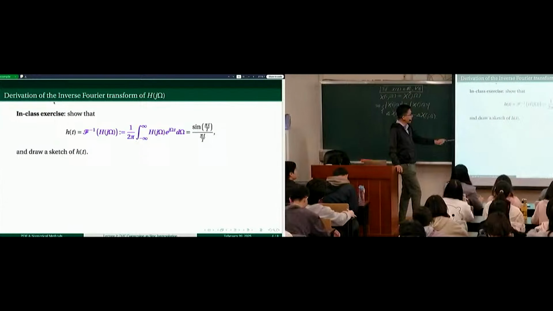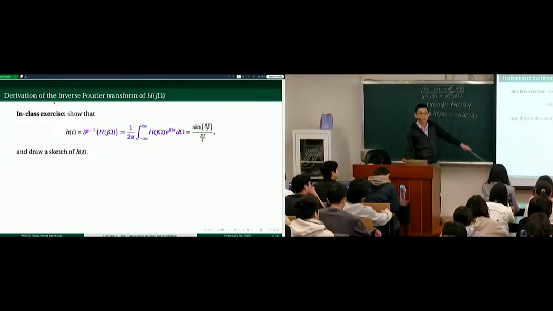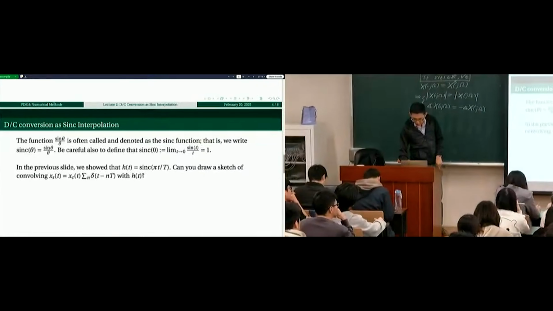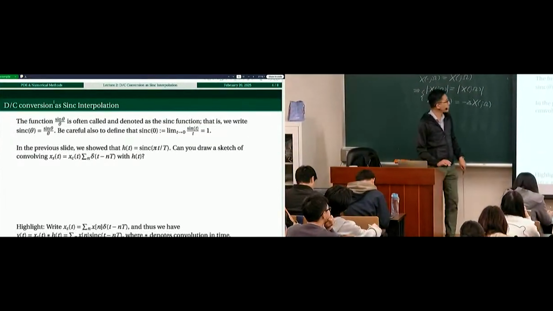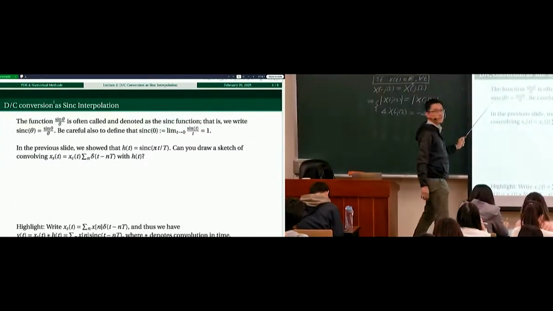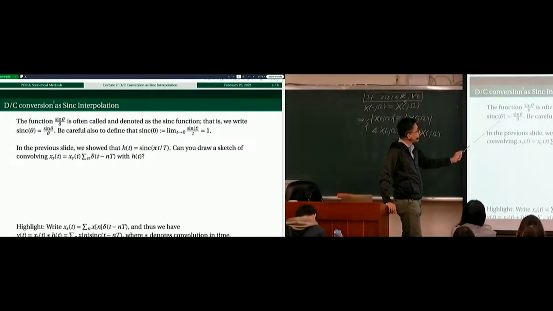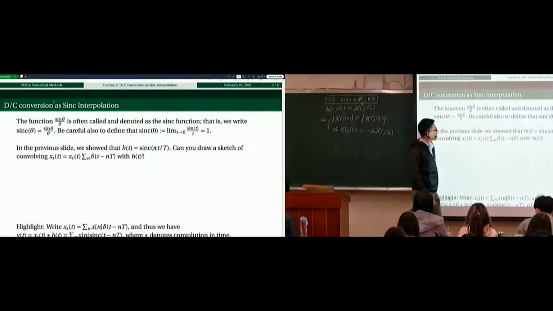Looks like that. And next time when we meet, we will make a sketch for that. We'll officially call this function the Sinc function. We can define the Sinc function as sine theta divided by theta. That's the result of our ideal low-pass filter. That is its impulse response in the time domain. So the impulse response is the Sinc function.